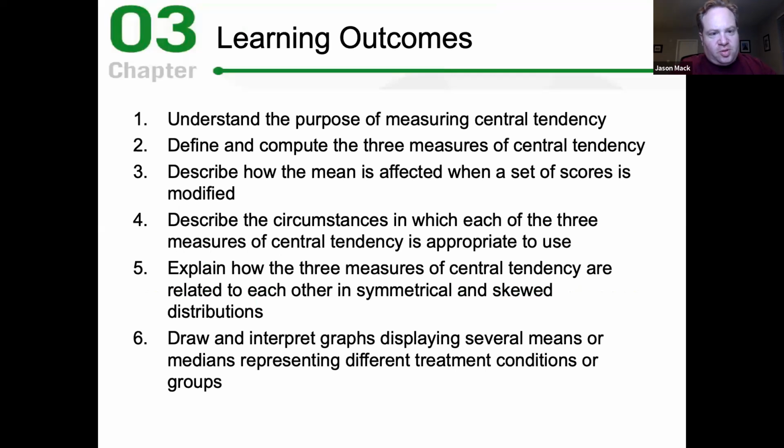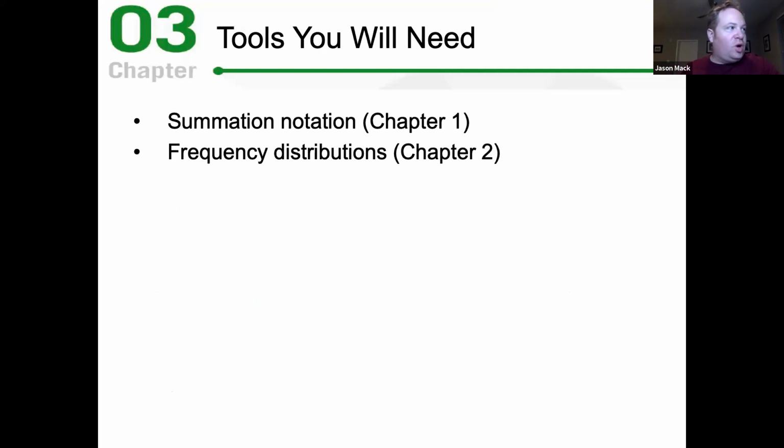We will understand the purpose of measuring central tendency, define and compute three measures of central tendency, describe how the mean is affected when a set of scores is modified, describe the circumstances in which each of the three measures of central tendency are appropriate to use, explain how the three measures of central tendency are related to each other in symmetrical and skewed distributions, and draw and interpret graphs displaying several means or medians representing different treatment conditions or groups. So you want to be familiar with summation notation and frequency distributions, chapters 1 and 2.